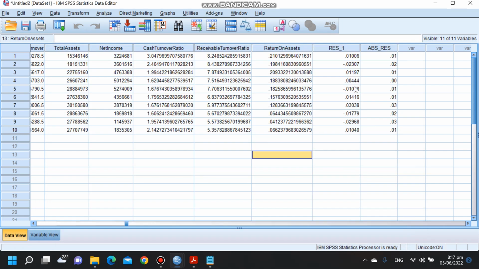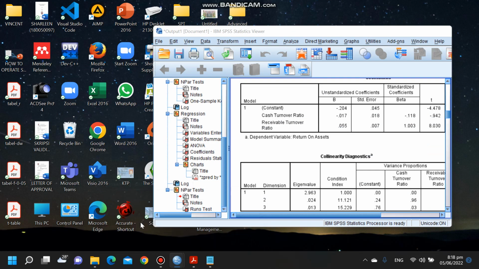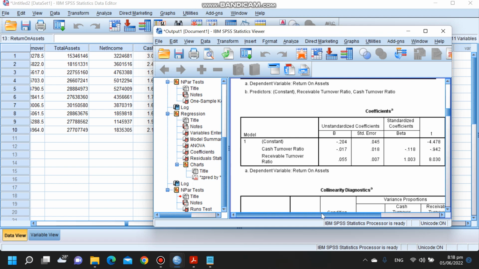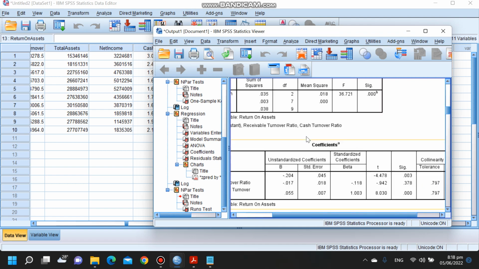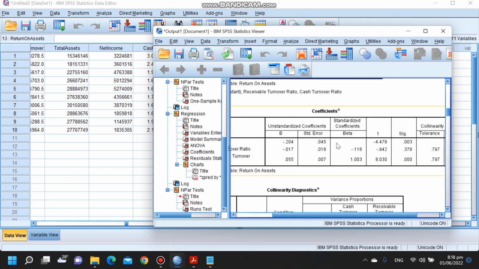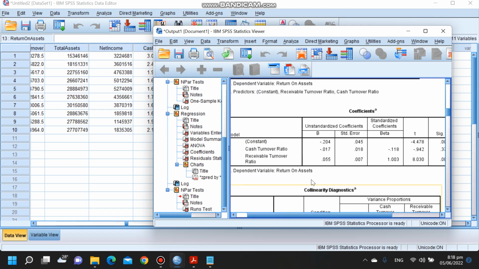So this is the set of data from the previous video. After all of your classical assumption tests are passed, you can go on to the hypothesis test. So we go to the output. Okay, this is the first output of the regression, and now we want to generate the regression equation.